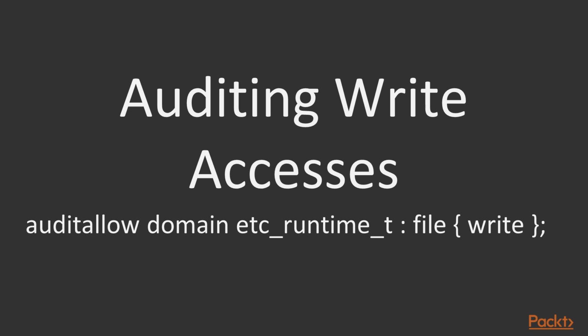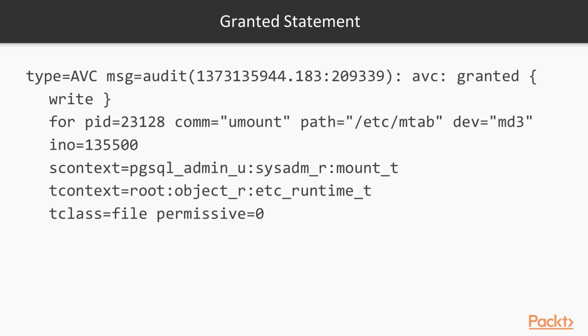For instance, to audit accesses to files labeled with the etc_runtime_t type, you'd use this line of command. When this occurs, we'll see a granted statement rather than a denial, as this one. From the granted message, we can deduce that the pgsql_admin_u SELinux user called umount, which resulted in the modification of /etc/mtab.